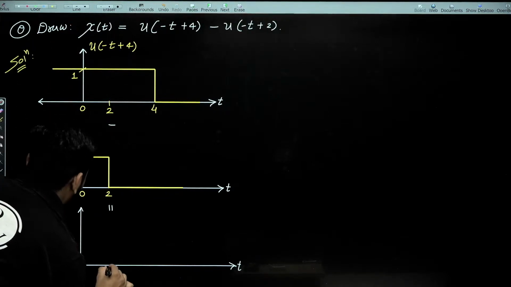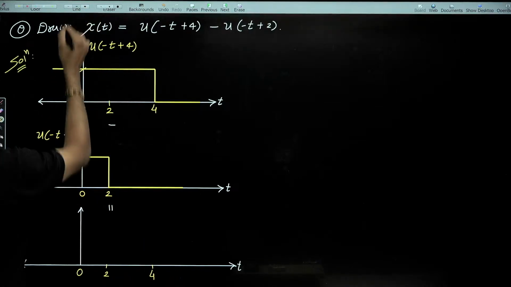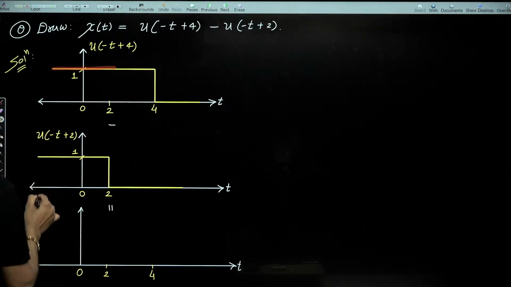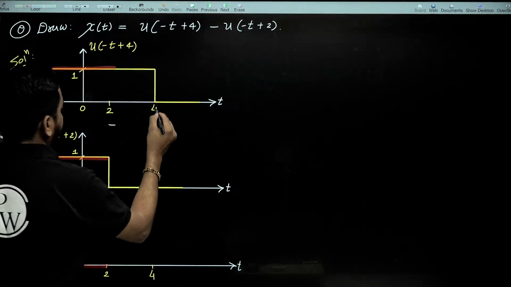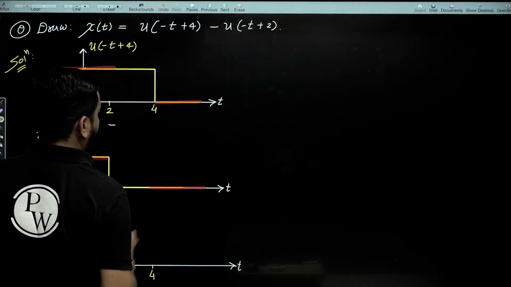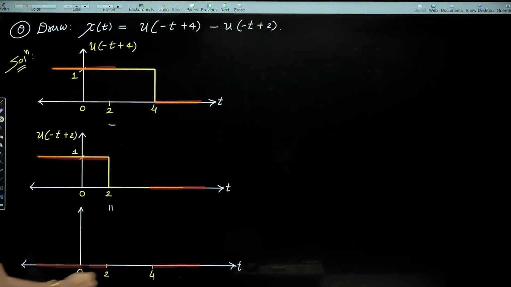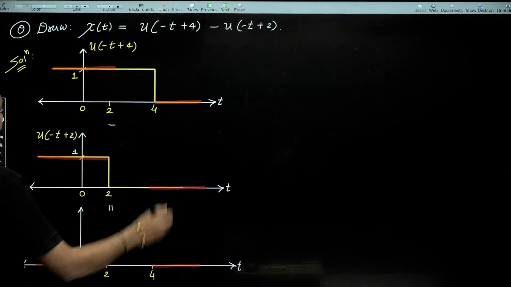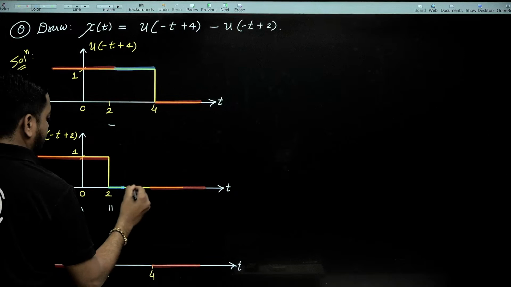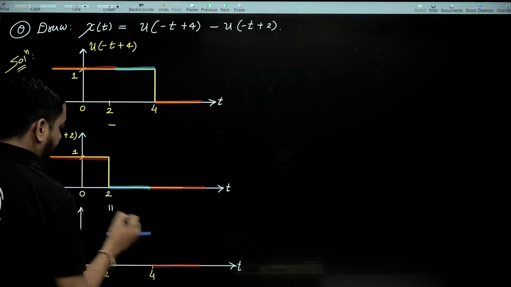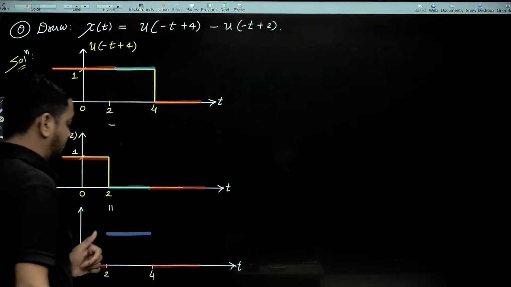So here I am writing 4. Okay. So this is 1 minus 1, here 0, guys. Now next, similarly 0 minus 0, again 0. So for t less than 2, amplitude is 0. For t greater than 4, amplitude is 0. Now in between 2 and 4, amplitude is 1 minus 0, so amplitude is 1, guys. Correct? So again you will get the rectangular function between 2 and 4, guys.